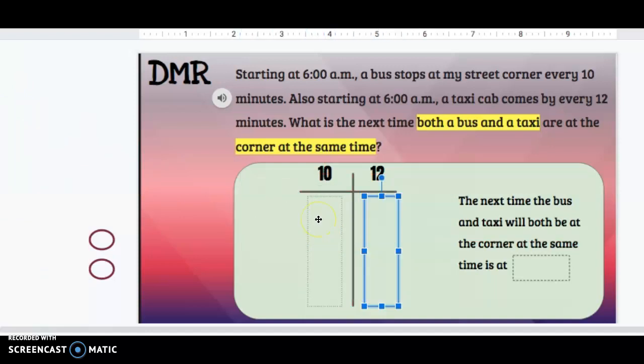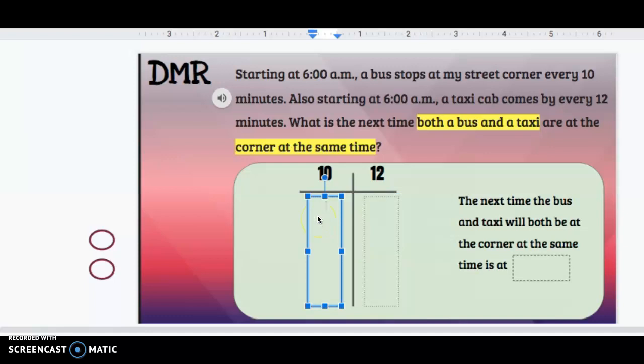So I'm going to start with 10, and I have 10, 20, 30, 40, 50, 60, 70, 80. Now if you're asking how I got those, remember it's 10 times 1 is 10, 10 times 2 is 20, 10 times 3 is 30, 10 times 4 is 40, 10 times 5 is 50, and so forth. That's how I get it. That's how you get your multiples.